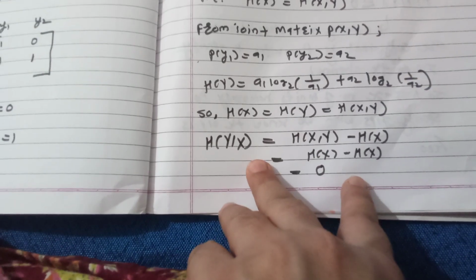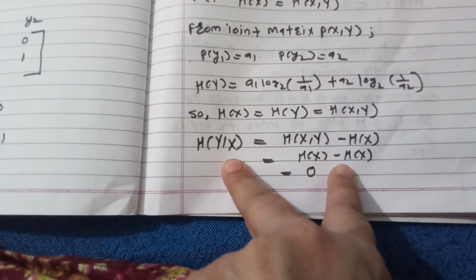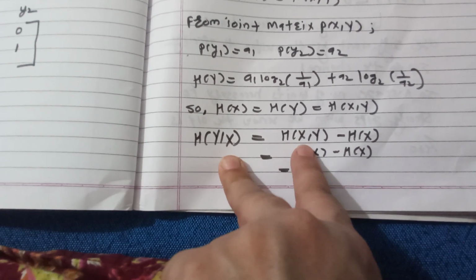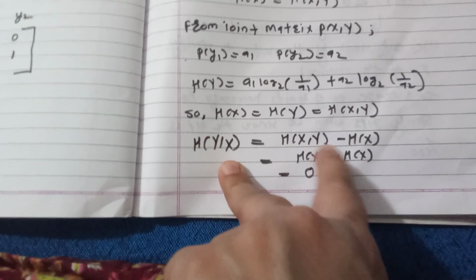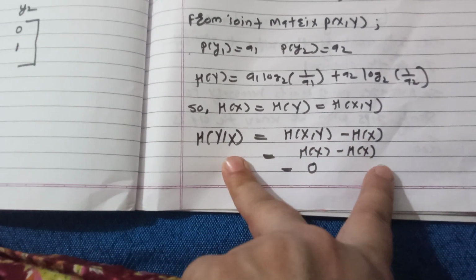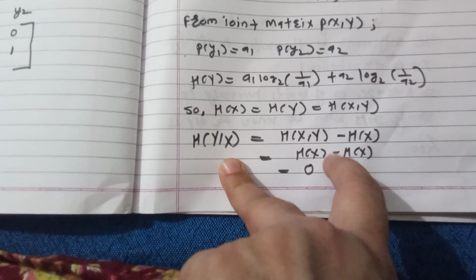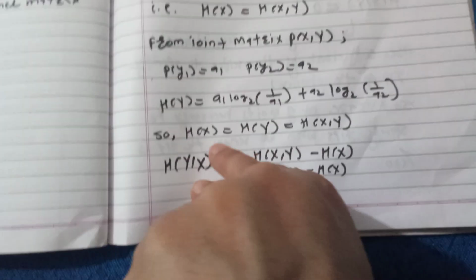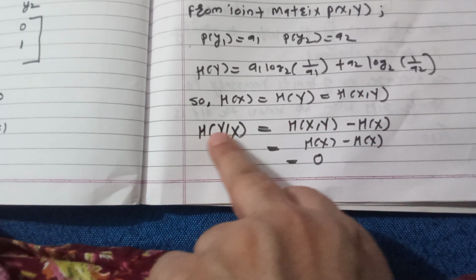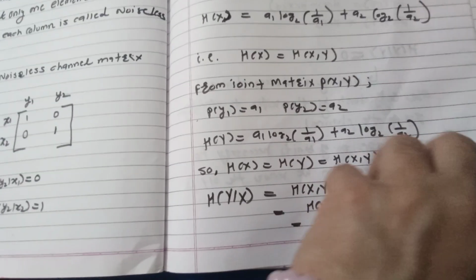Now H(y given x) is equal to H(x,y) minus H(x). This formula you know, because we have discussed it. So H(x,y) is H(x), so H(x) minus H(x) is equal to 0. So the conditional entropy H(y given x) is equal to 0.